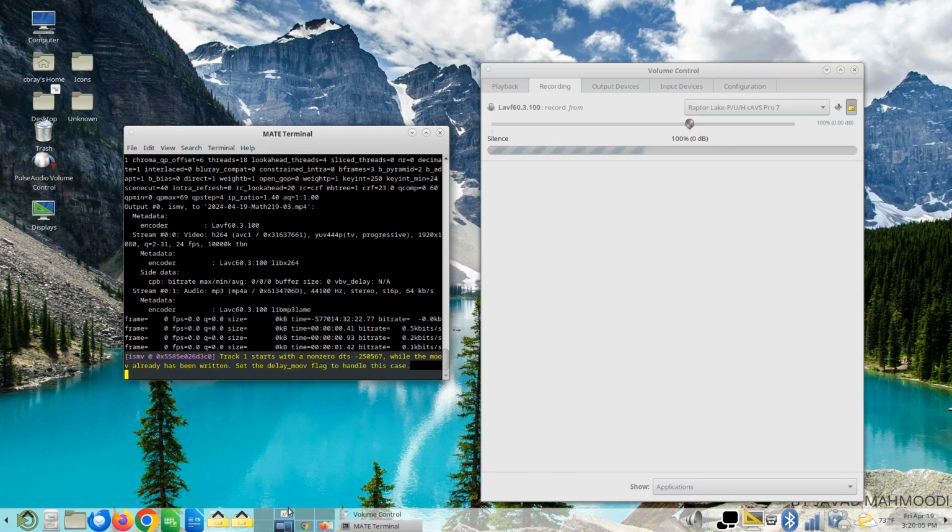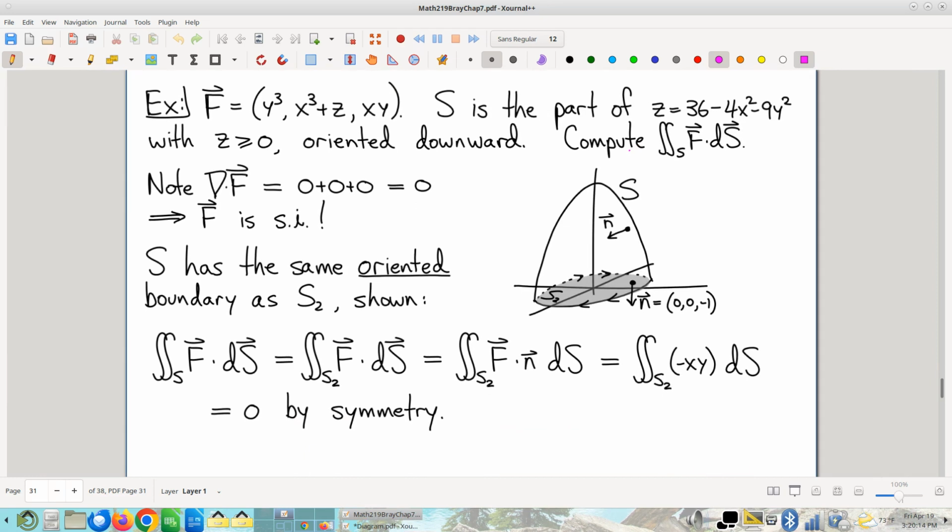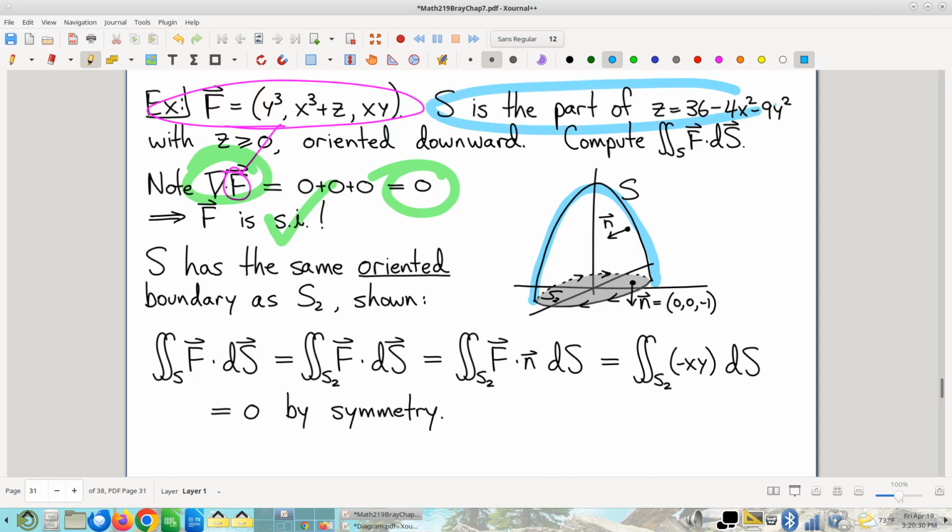Okay, so picking up where we were last time, we were looking at this example, and we already did most of it, right? The big point was that by taking our vector field and computing the divergence, getting 0, we concluded surface independence. And surface independence is what allowed us to take the original surface we've been given and throw that away, and instead decide that we'd like to use this surface instead.